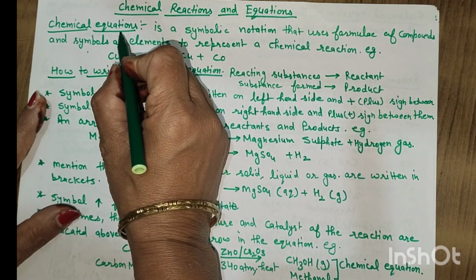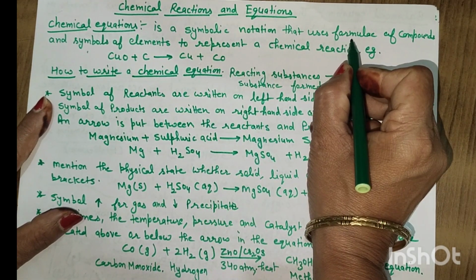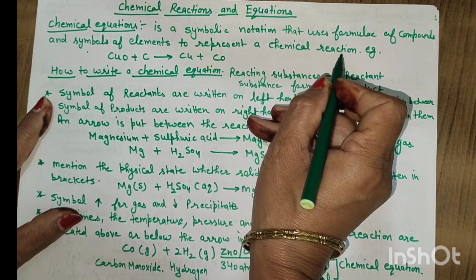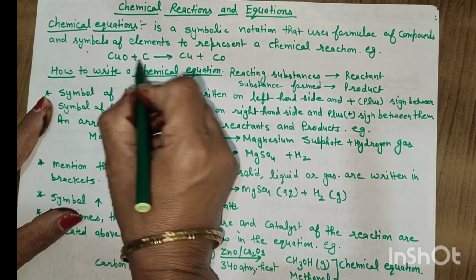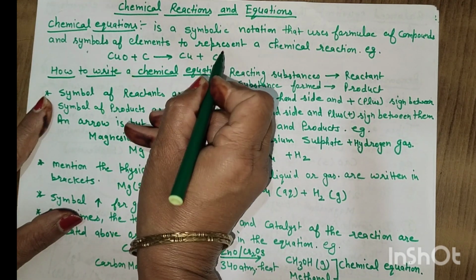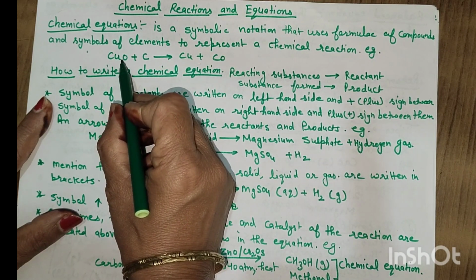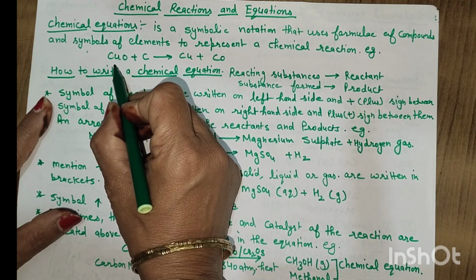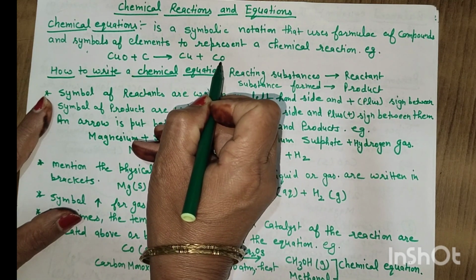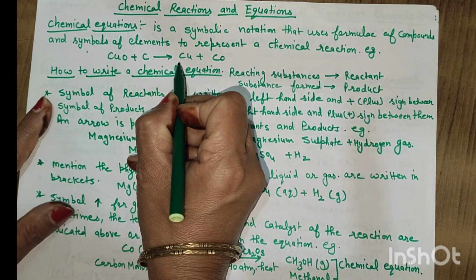What is a chemical equation? A chemical equation is a symbolic notation that uses the formulas of compounds and symbols of elements to represent a chemical reaction. This is a chemical reaction in which a reaction takes place, and this is the equation in which we are presenting this reaction with symbols: CuO + C → Cu + CO. That symbolic notation is called a chemical equation.